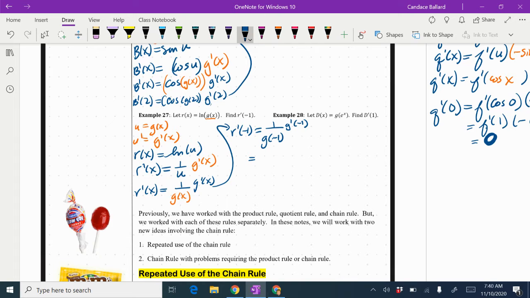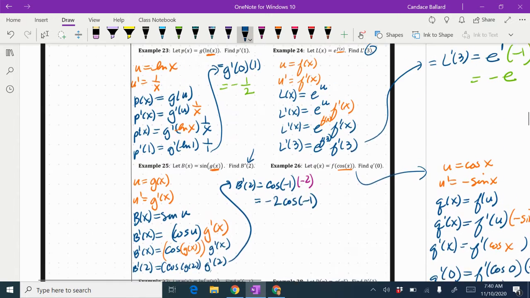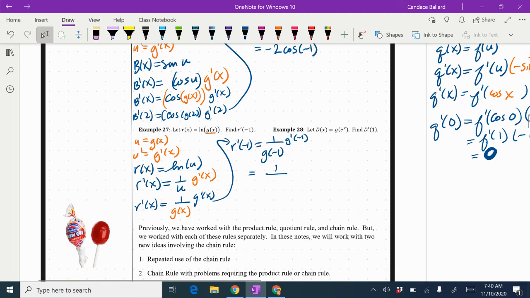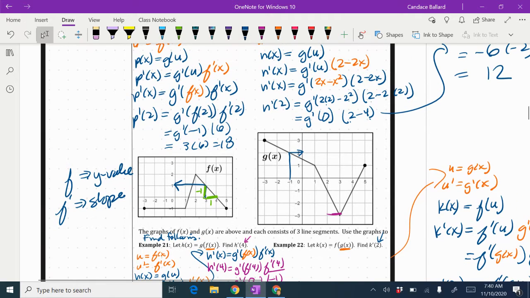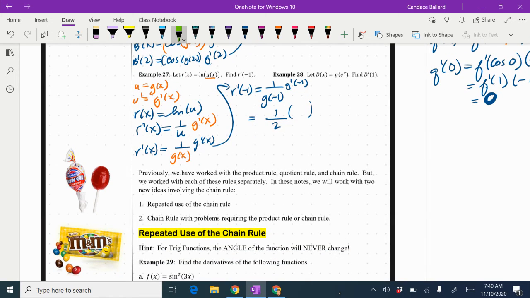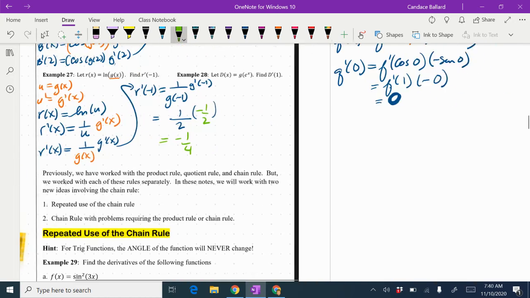So we're going to look at our graph. We've got 1 over g of -1. So I'm going to go to -1 on my graph, and I am going to read off the y value of 2. So I get 1 over 2. G prime of -1 means I need the slope at -1. So my slope triangle here at -1 looks like it is down 1 over 2. So I'm going to write -1/2. So I have -1/2 times -1/2 would be -1/4.